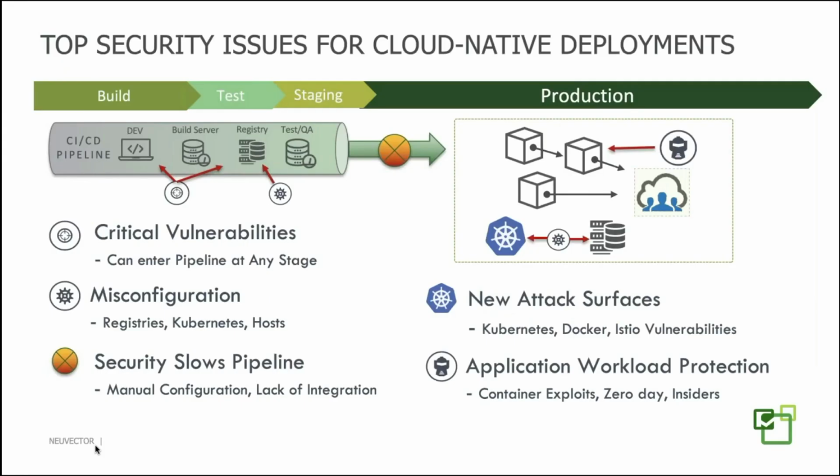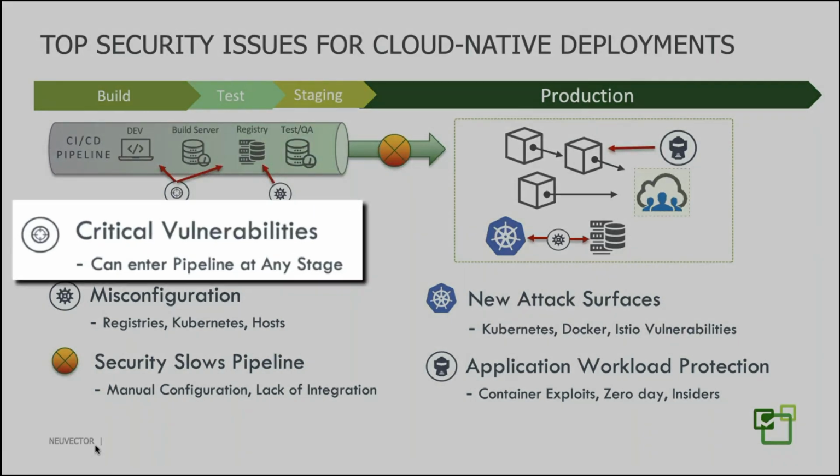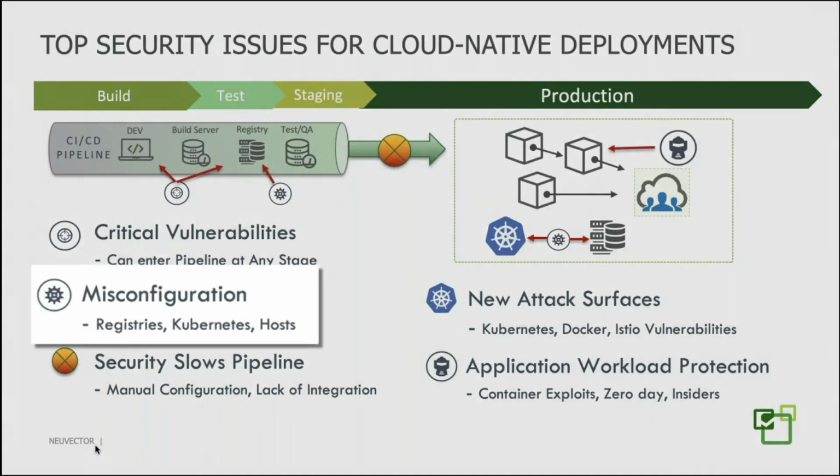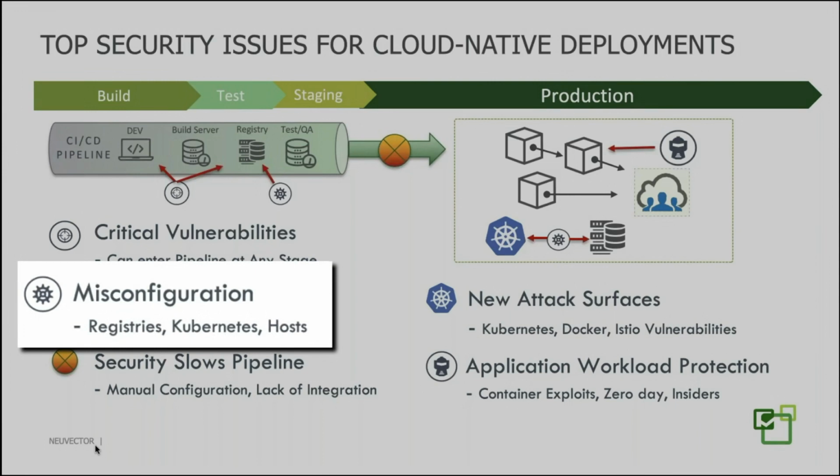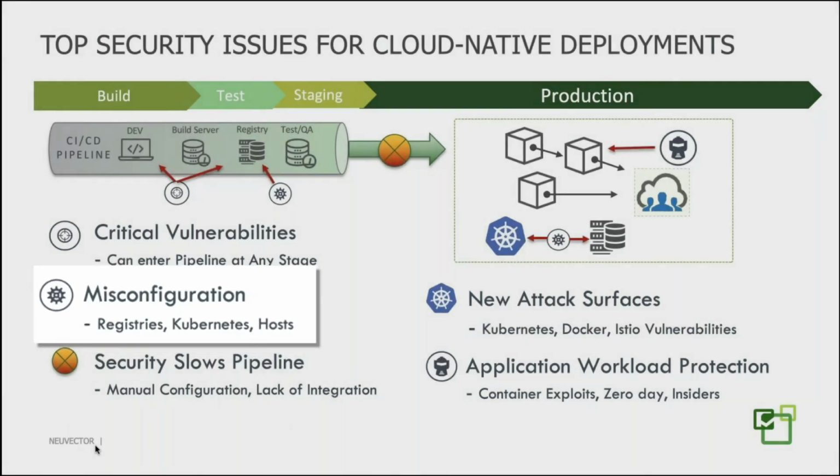Let's take a big picture view of security issues for containers and cloud-native deployments. Ideally, security should be built into your pipeline at the very beginning of the pipeline. So the top issues for customers in terms of container security are, first and foremost, how to detect and prevent vulnerabilities from being exploited and entering the pipeline. Secondly, misconfiguration of registries, Kubernetes, or the hosts themselves can offer an attack surface or an entry point for hackers.